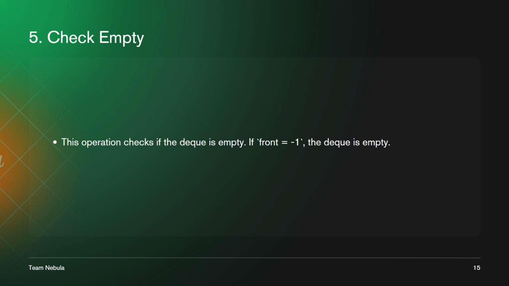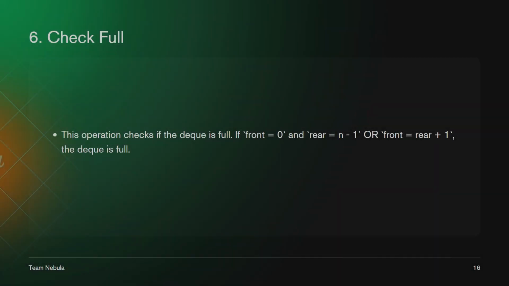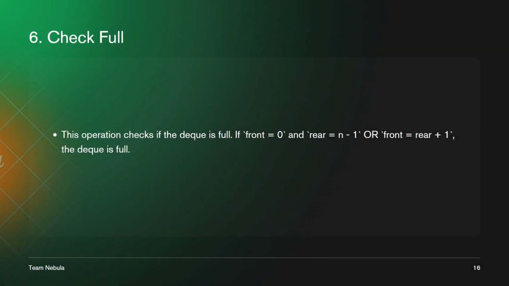Check empty. This operation checks if the deque is empty. If front equals -1, the deque is empty. Check full. This operation checks if the deque is full. If front equals 0 and rear equals n-1, or front equals rear plus 1, the deque is full.